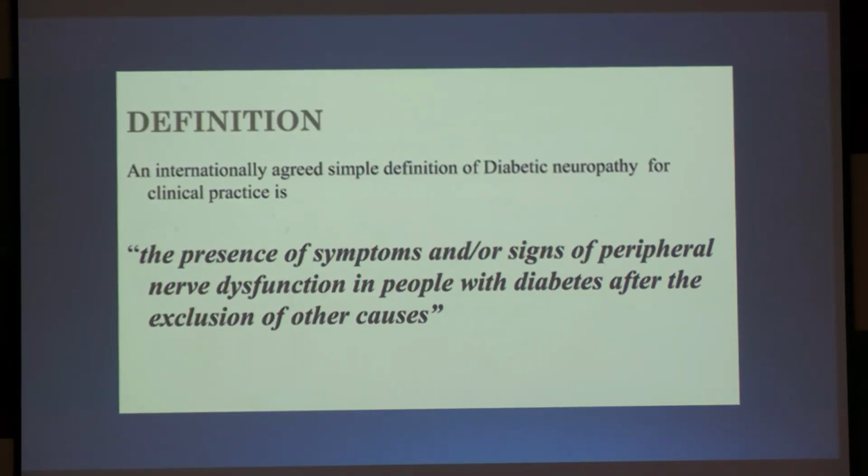From the clinical point of view, the presence of symptoms and/or signs of nerve dysfunction in a subject with diabetes mellitus, with exclusion of other causes for neuropathy, like neuropathy induced by vitamin B12 deficiency, or neuropathy induced by an inflammatory process like CIDP, or neuropathy induced by alcohol intoxication, etc. So the presence of symptoms and/or signs of a peripheral nerve dysfunction in a subject with history of or the presence of diabetes mellitus, with exclusion of other causes for the neuropathy, is called diabetic neuropathy.